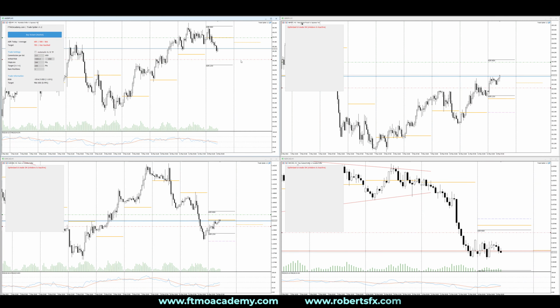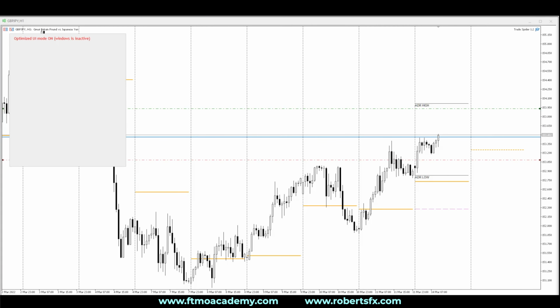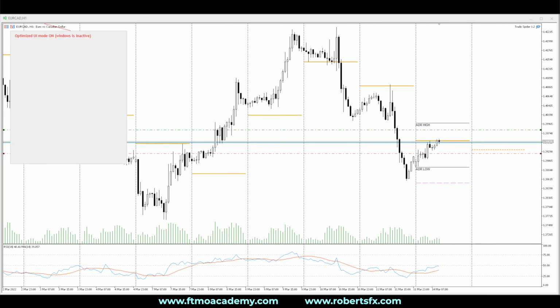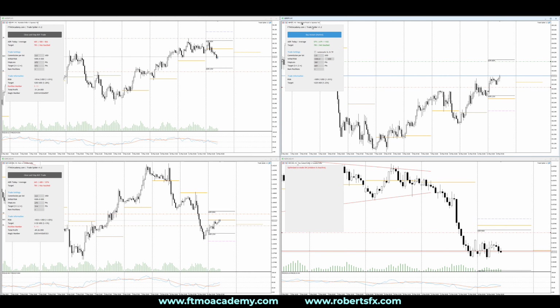Okay, here we have the 4 pairs that I traded today. AUD-JPY, GBPJPY, NZDCAD, EURCAD. I scan all forex pairs in the morning around 8 o'clock. After that, I decide which pairs I want to trade. I risk 1% per trade and my profit target is around 1% to 1.25%. I have explained this strategy in detail in another video, so I will not go through that today.